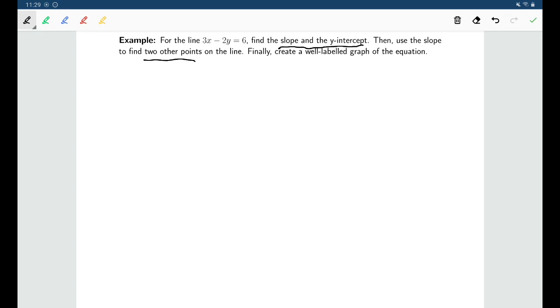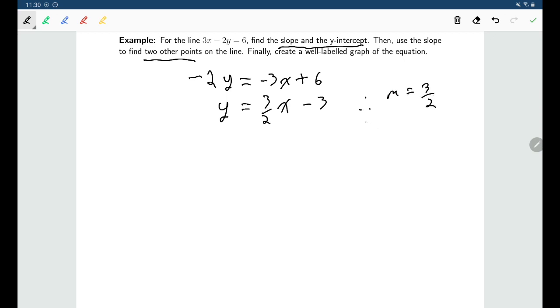Now, if you want slopes and y-intercepts, then I guess you're using slope-intercept form. So that means we're going to take our equation and rewrite it where we just have y by itself on one side. So I'm moving the x to the other side. I'll divide both sides of the equation by -2. So I have the equation of my line being y equals 3/2 x minus 3. So that tells me that my slope is 3/2, and my y-intercept is the point 0, -3.